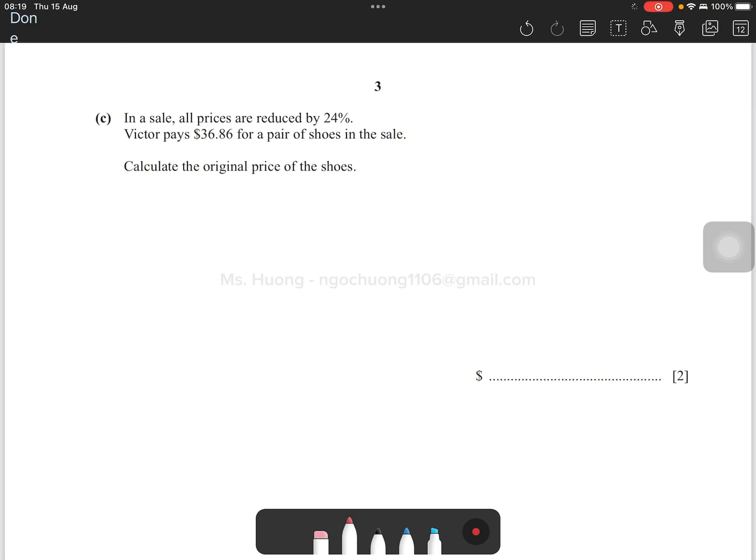C. In a sale, prices are reduced by 24%. Victor pays $36.86 for a pair of shoes in a sale. Calculate the original price of the shoes.